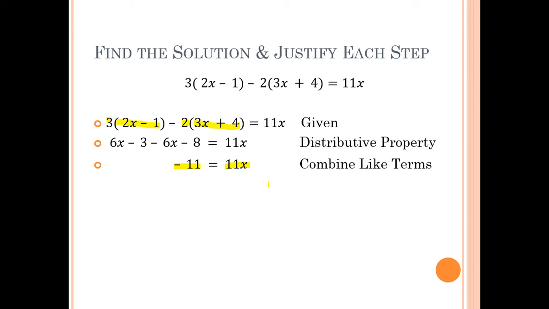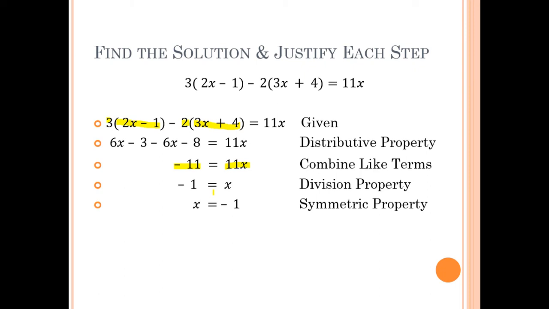Then solving for x, we have to divide by 11 on both sides. So we know if we're dividing something on both sides, that's division property. So you'll write division property. So that gives us negative 1 equals x. However, we could write that in the other direction because we know from symmetric property that the equal sign works both ways. So we could say negative 1 equals x or x equals negative 1.